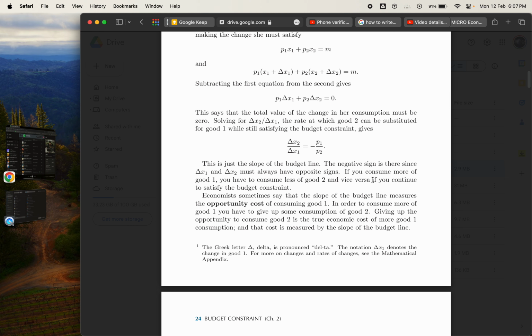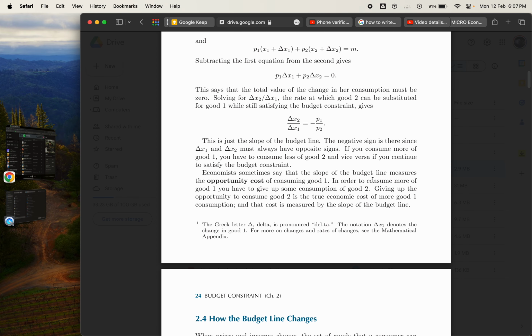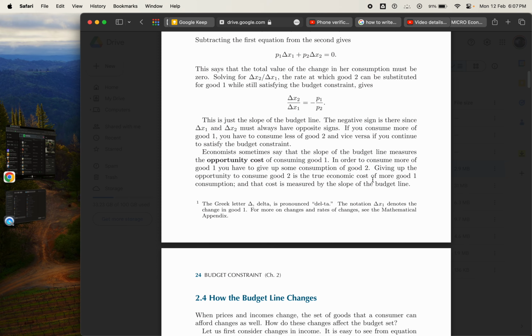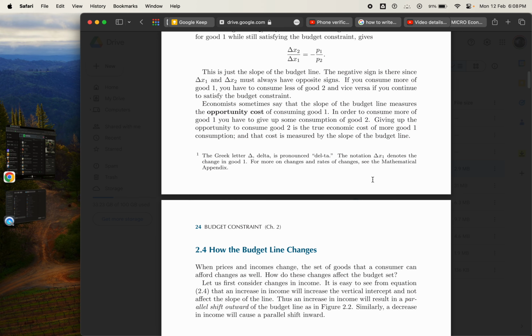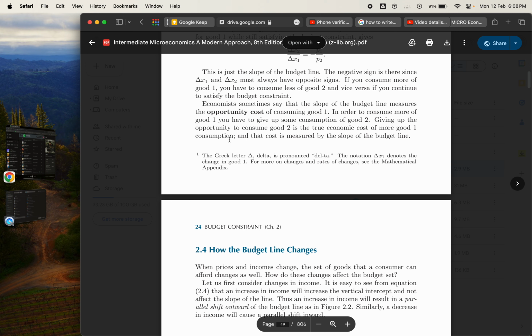Now, what's the opportunity cost? Don't worry, we'll do all the questions of this chapter and all of the concepts, their derivations and stuff while we do the numericals. I'll make a video on that as well while I do that, because I don't want to forget how I did them. They are important if you want to pursue a master's. So opportunity cost is something: the slope of the budget line measures the opportunity cost. It's like giving up the opportunity to consume good two is the true economic cost of more good one consumption.